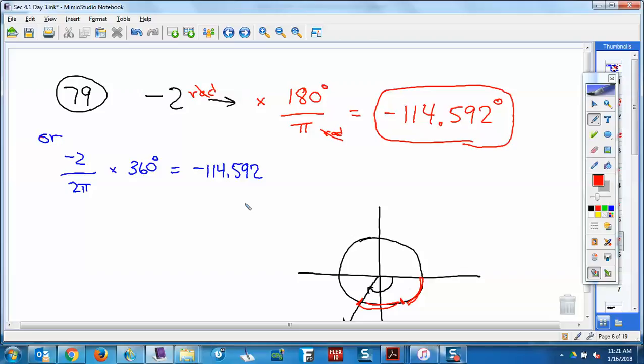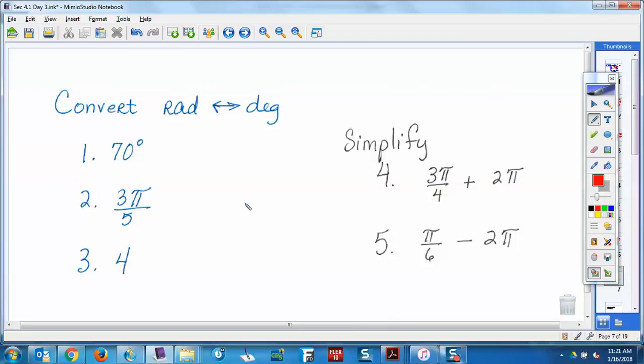Okay? All right. Any other questions on any of those? Okay? All right. So if we can get a good handle on this radian stuff, then we'll be good. All right. Let's go ahead and do those 5 just quick little warm-up problems here.